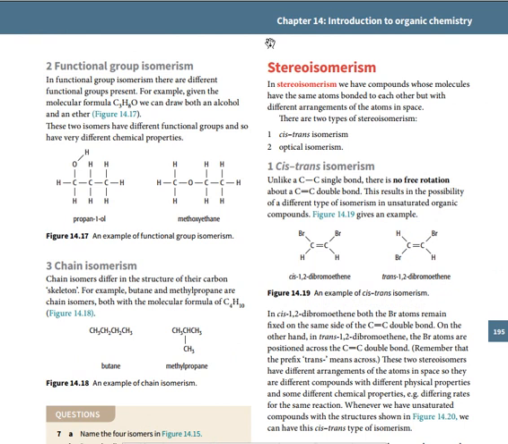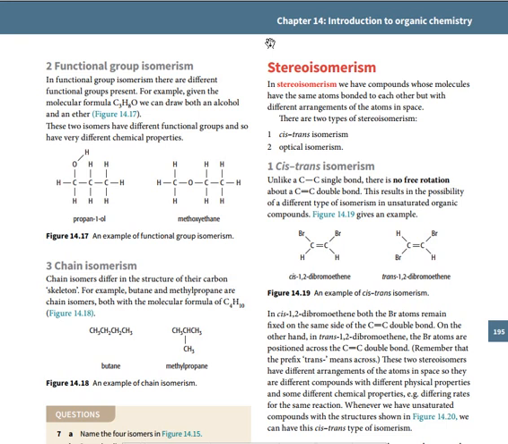I've already defined stereoisomerism. So now let's visualize the types of stereoisomerism. We have two main types here. We have the first one, which is cis-trans isomerism, which is also called geometrical isomerism, and then we have optical isomerism. So what is cis-trans or geometrical isomerism?